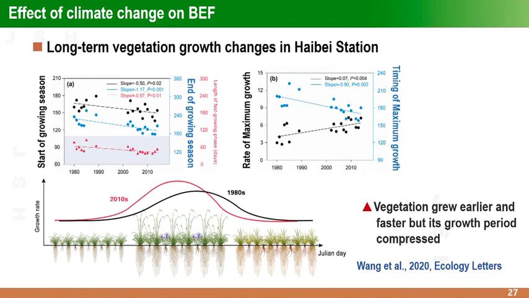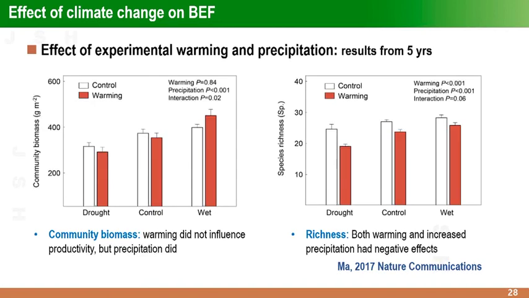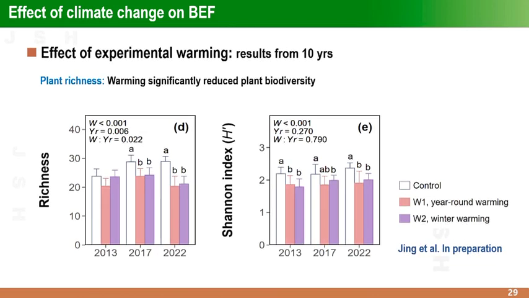This is for the alpine grassland, the general pattern for this measurement. With our experiment, in the first 5 years, we observed that for community biomass, warming didn't influence productivity, but precipitation did. That's the obvious pattern. In addition, for species richness, both warming and increased precipitation had a negative effect on the species richness. For the 10-year experiment, we find that warming significantly reduced the plant biodiversity. From the richness and Shannon index, warming decreased the species richness.